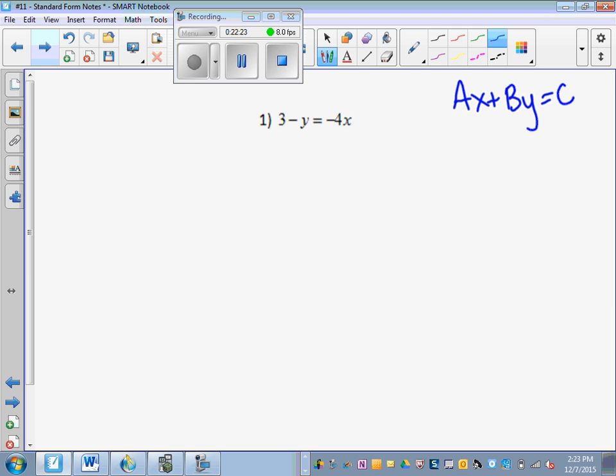Okay, so what do we need to move? We need to move our 3, and what else do we need to move? Our 4x, right? We need to get our 4x over and our 3 over. Since we need our x to be positive, let's go ahead and move that first. Let's add it to both sides.